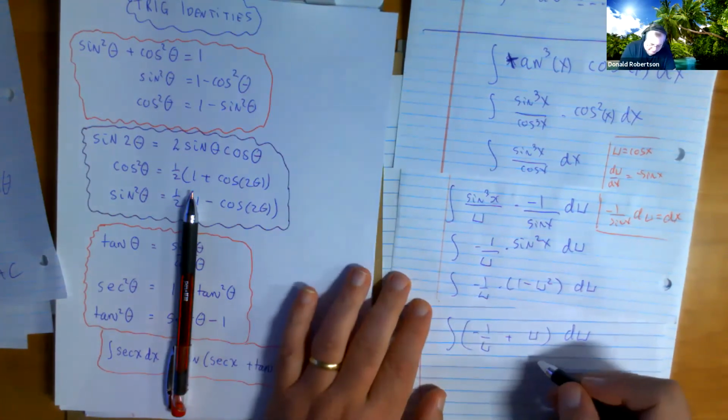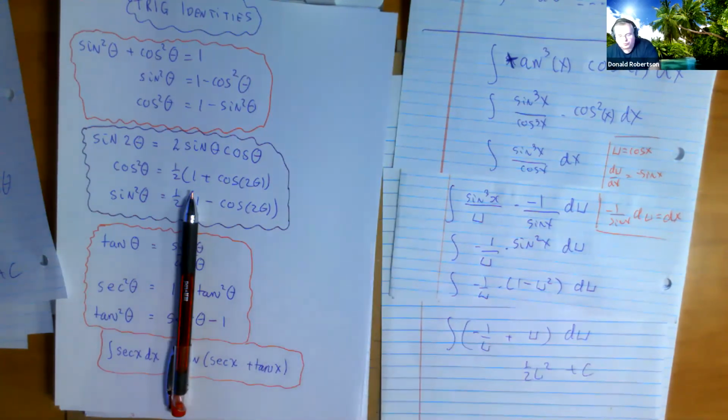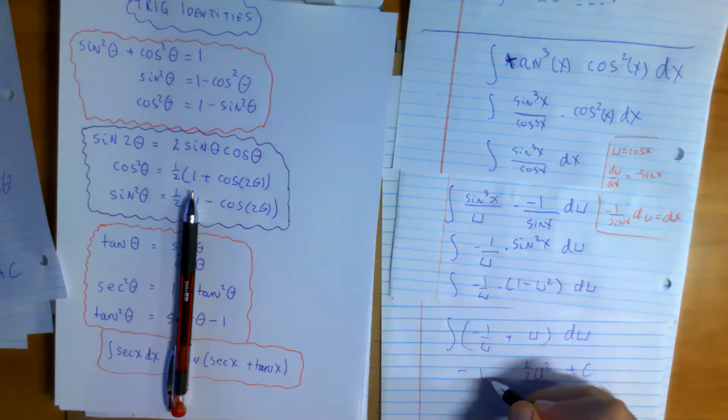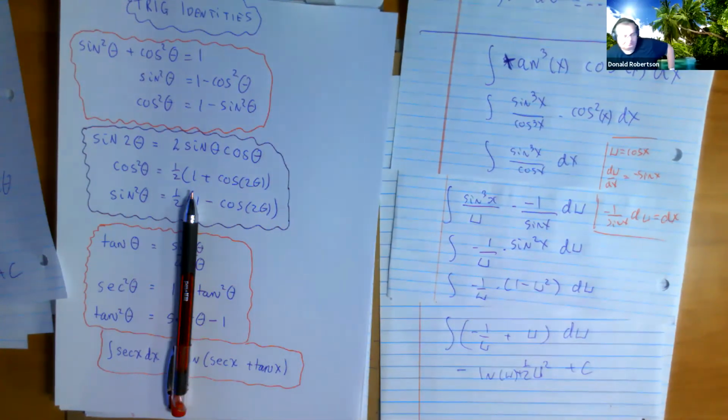This guy is a half u squared. What about negative 1 over u? What's that going to look like? Antiderivative. Negative 1 over u. Negative natural log of u. Finished.